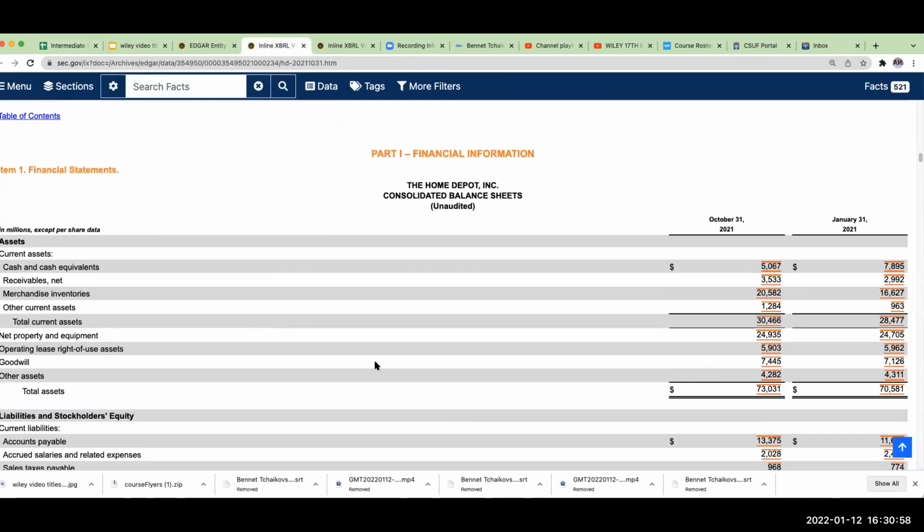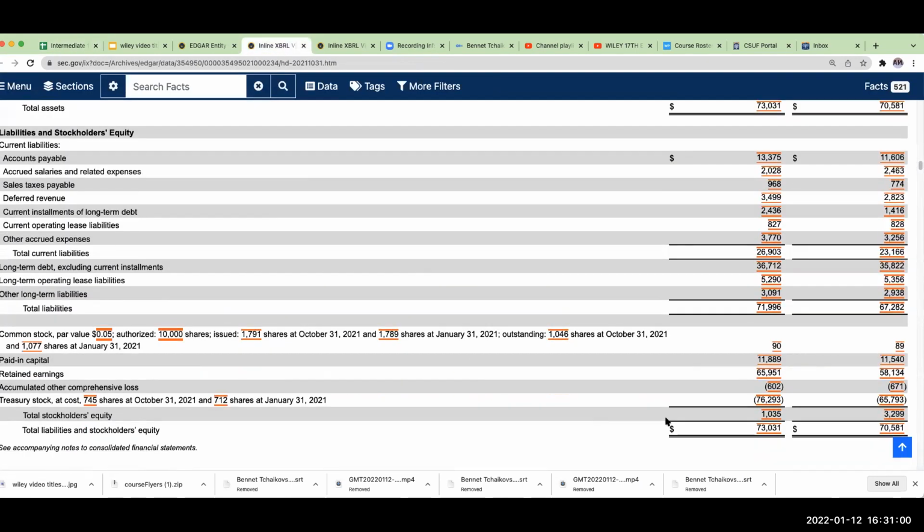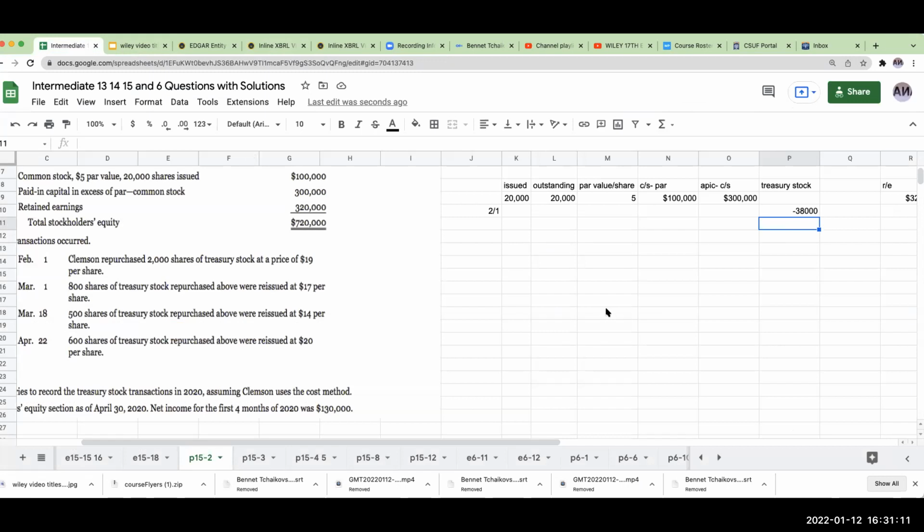This is the Home Depot. This is by far the best one to look at in terms of exploring treasury stock. As you notice, the treasury stock is showing over here as a negative amount in shareholders' equity. This is how we go through and do it. It reduces owner's equity because essentially I'm buying back my own shares and returning them to the Treasury.